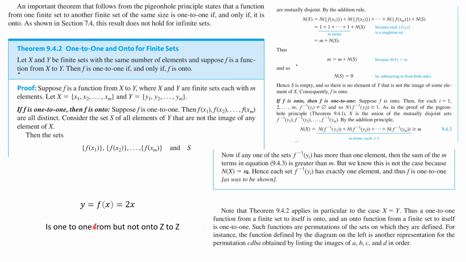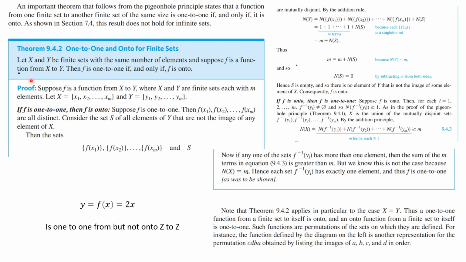Now, this is not true for infinite sets. Look at this function, y equals f of x equals 2x. It is 1 to 1 from the integers, but it's not onto the integers. It's onto a subset of the integers. So this is an example of a function that is 1 to 1, but not onto. Now, the integers are an infinite set, so you see that's what's going on.